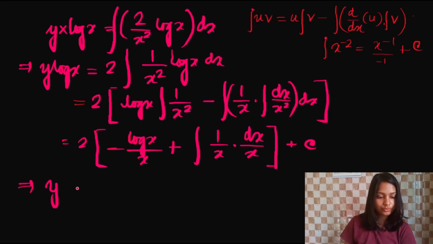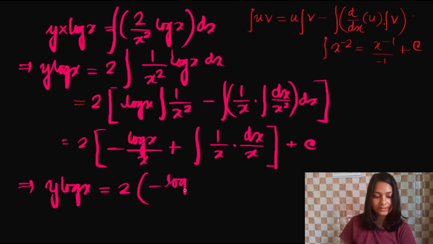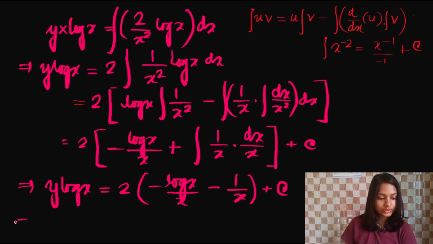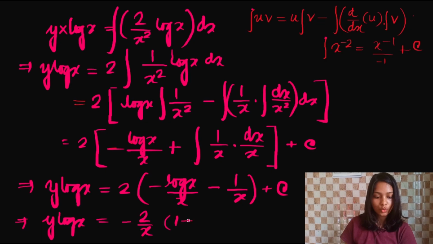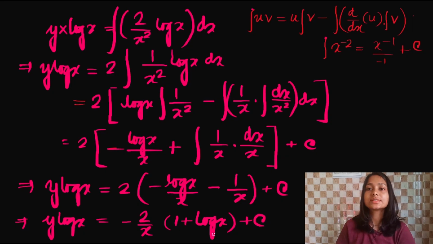So the ultimate solution will be y log x equals 2 into minus log x by x, and this is again minus x power minus 2. So this integration will become minus 1 by x plus c. So the ultimate solution is in this form: y log x equals minus 2 by x times 1 plus log x, plus c. So this is the solution of the linear differential equation.